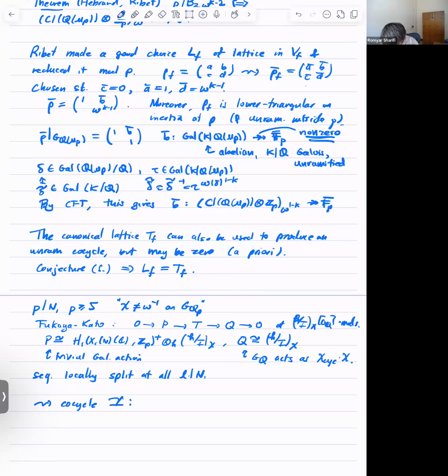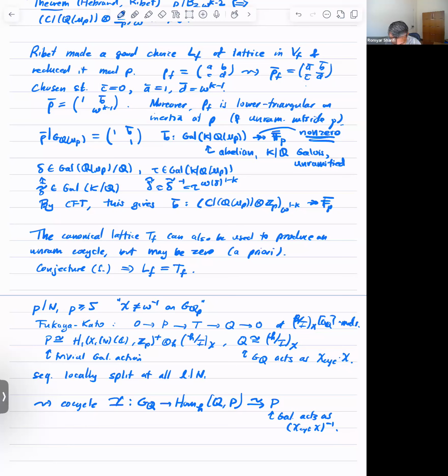Because we have an extension class, it gives us a cocycle on G_Q, for homomorphisms from Q to P. But now Q has a canonical generator, so we can just evaluate that. Now that changes the Galois action on P. Now Galois acts like the inverse of the action on Q, so chi cyclotomic, chi inverse. But we get this cocycle, and now the question is, is it non-zero?